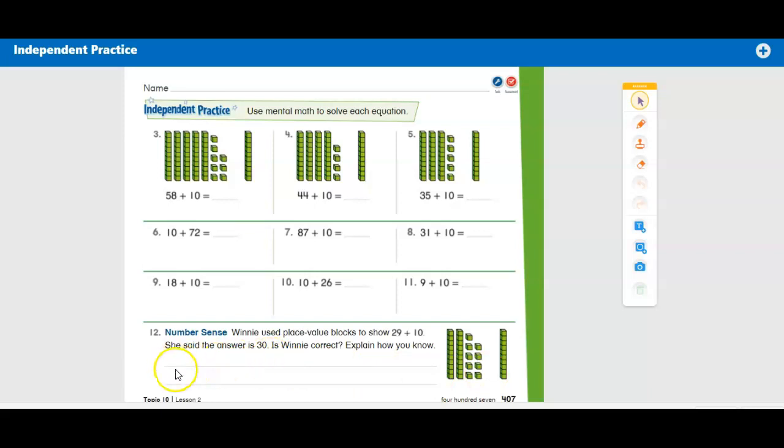Write below yes or no if Winnie is correct. If she's not, explain how you know. If you think she is correct, show your work to prove it. Remember that you will need to pause the video as you are working through the video.